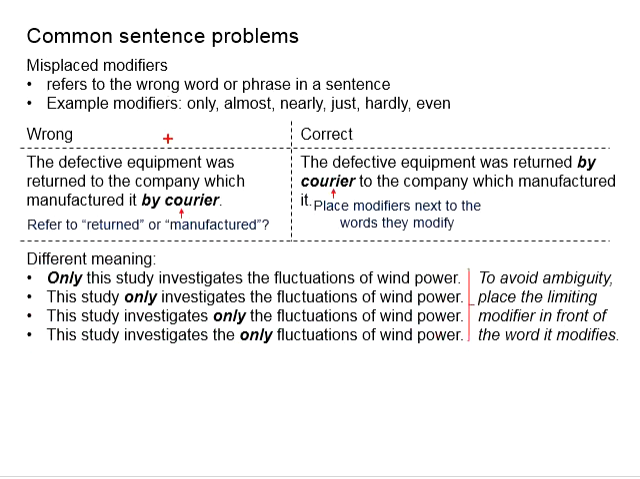The first sentence: only this study investigates the fluctuations of wind power. That means there is only one investigation doing this study of the fluctuations of wind power. If you compare with the second sentence, stating the study only investigates the fluctuations of wind power, now this study is not the only study on the wind power. It is actually expressing that this study focuses on studying the wind power.